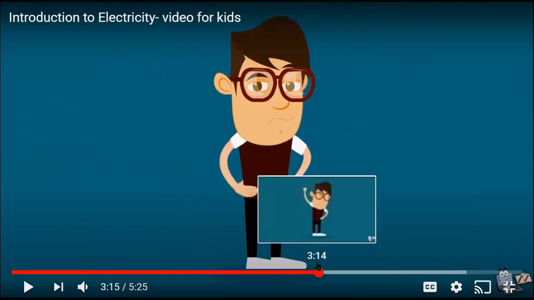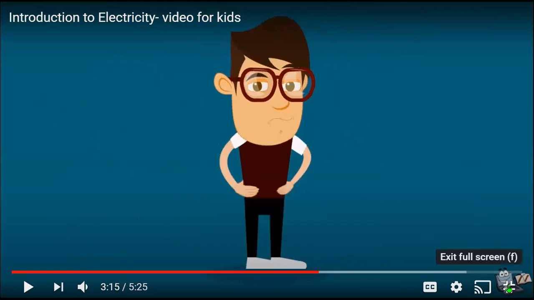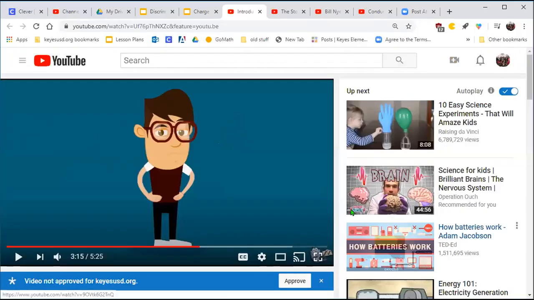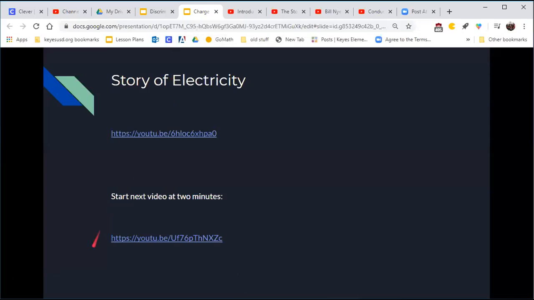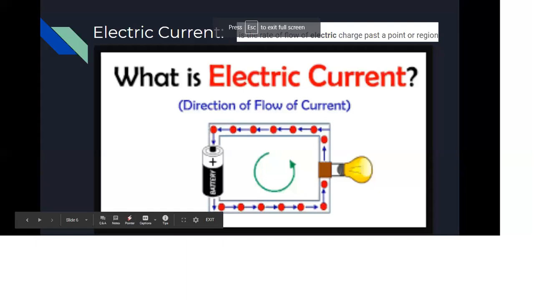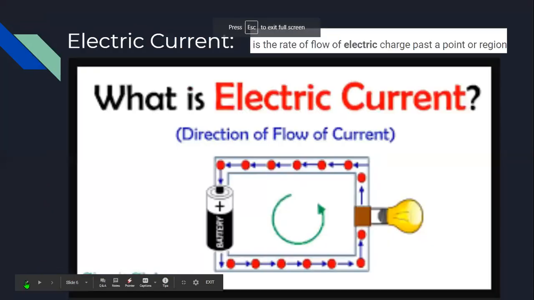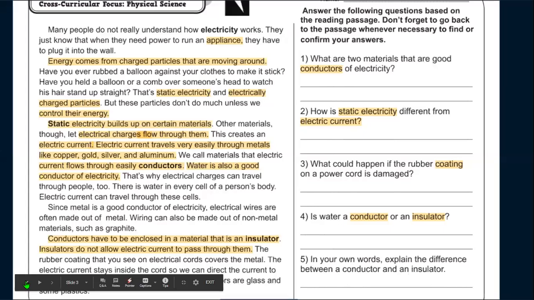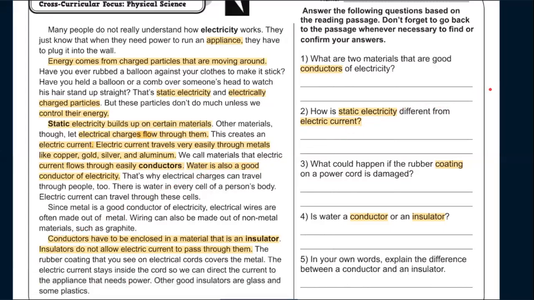So that was all on the static electricity and the electric current. So anyway, what you're going to end up doing now is going back to your handout and answering these questions, right? I think already, without even maybe reading through the article or the passage again, you'll know how to answer these, right? So 1, what are 2 materials that are good conductors of electricity?